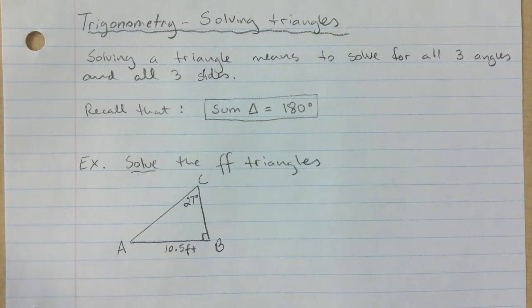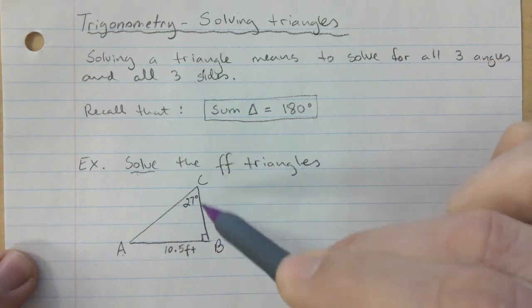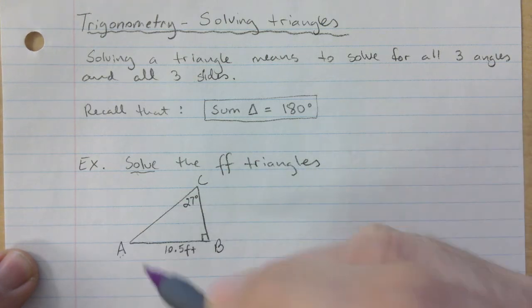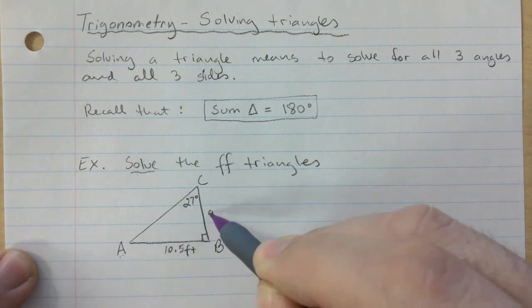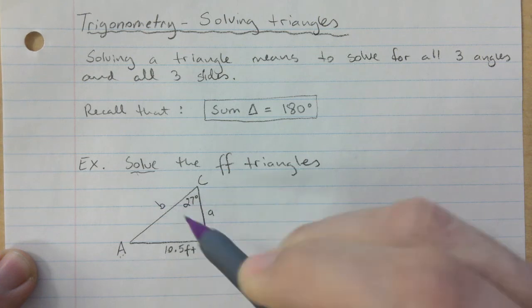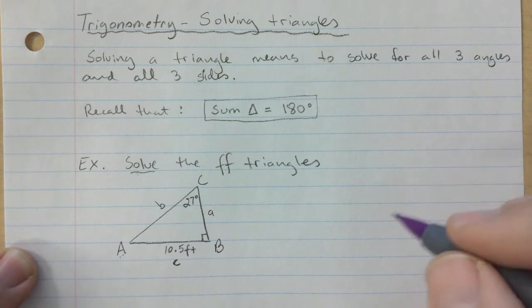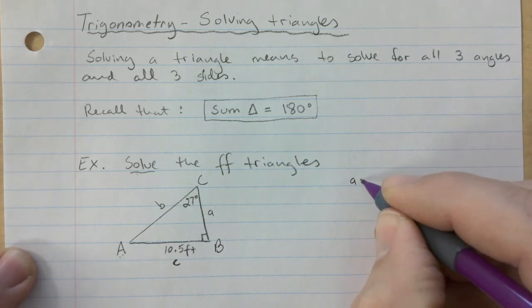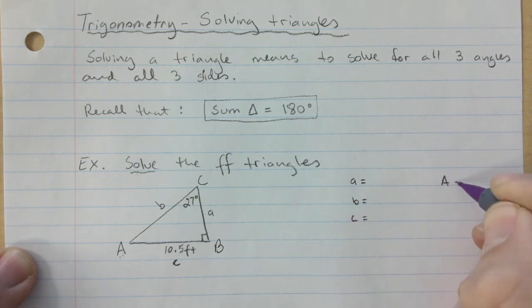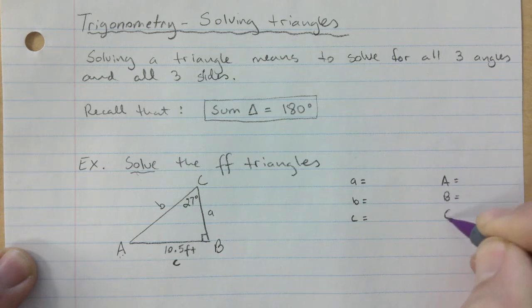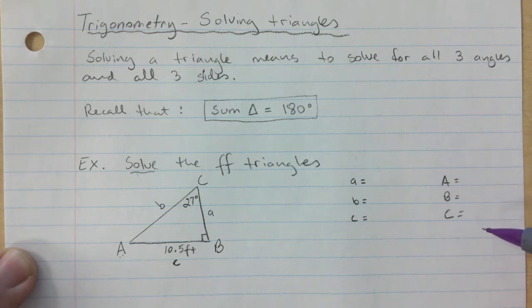Okay, so you got to pay really close attention because if you think about the labeling, we have capitals for the angles, right? That means that the side across capital A is lowercase a, and this would be lowercase b, and this would be lowercase c here. So basically, we're going to have to answer all three sides and all three angles here.